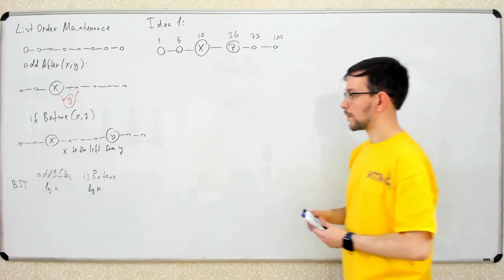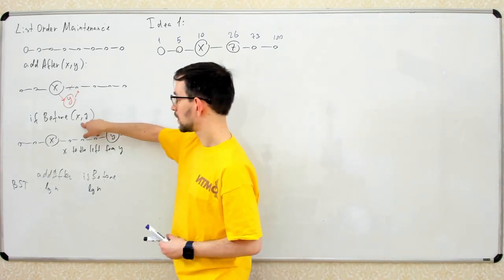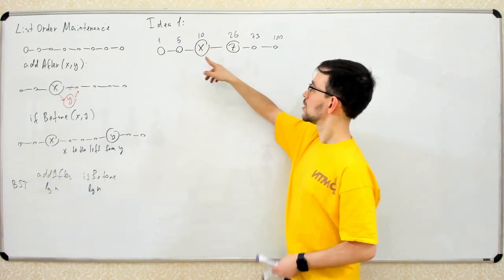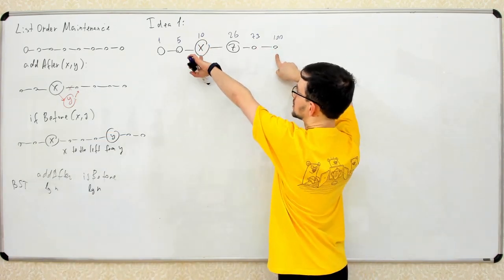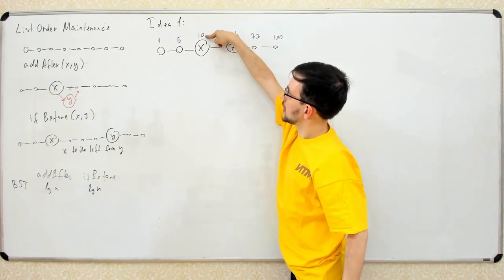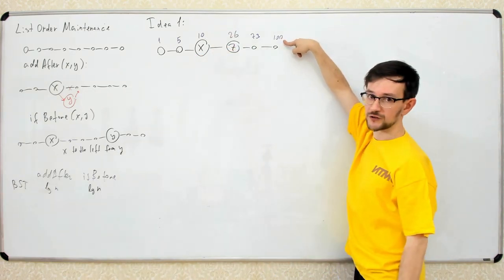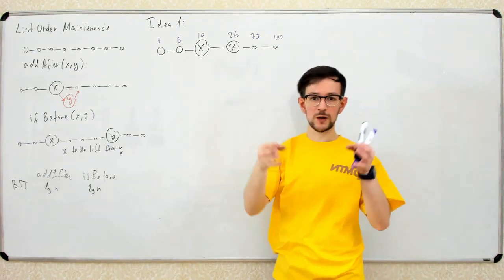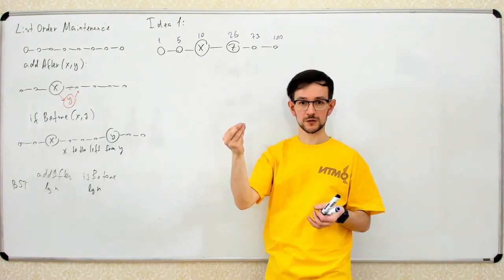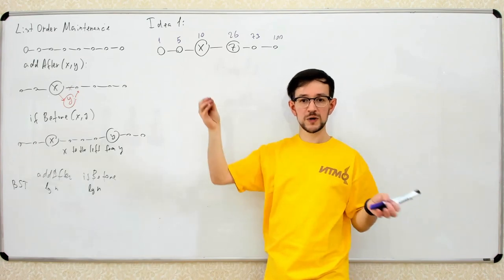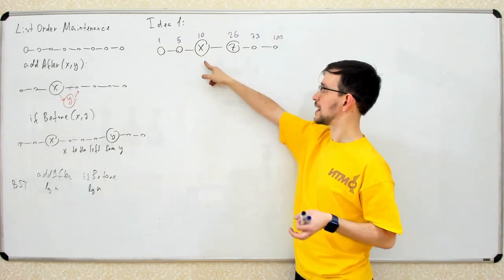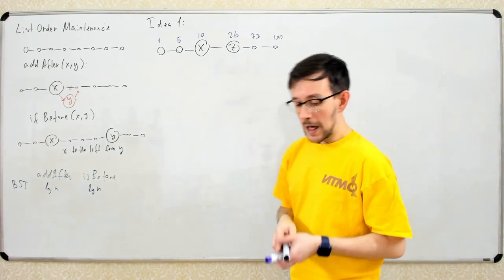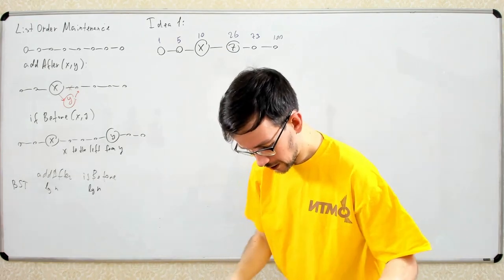Now, if we need to check which element is to the left and which element is to the right, we just compare these numbers. So if we take some two elements, we see this element has integer 10, this element has integer 100. So this element is before this element. So we can compare two elements just by comparing these numbers. These numbers will always be in sorted order, so the element to the left will have a smaller number than the element to the right. And now, how to add a new number.